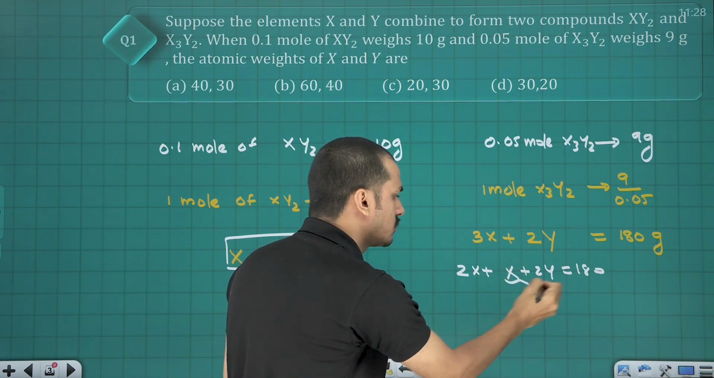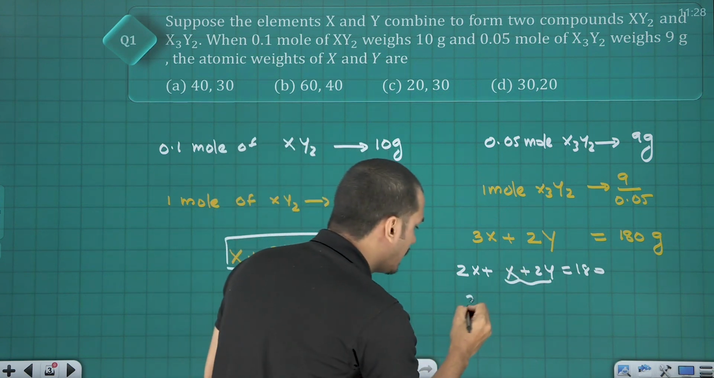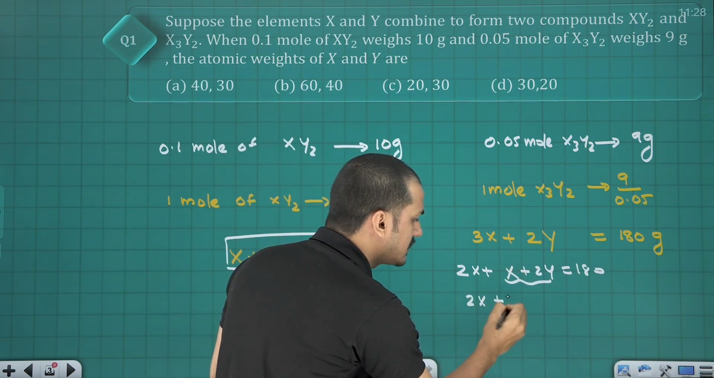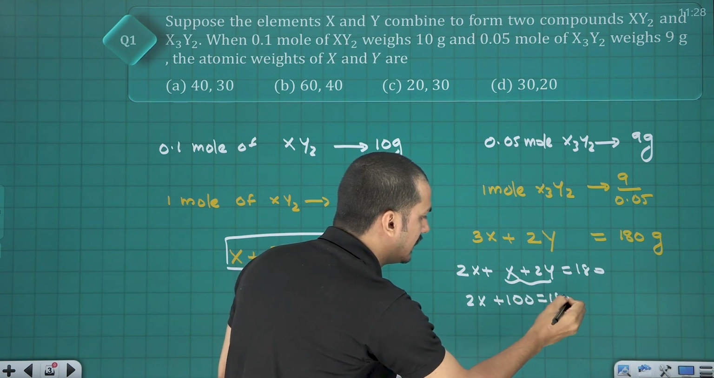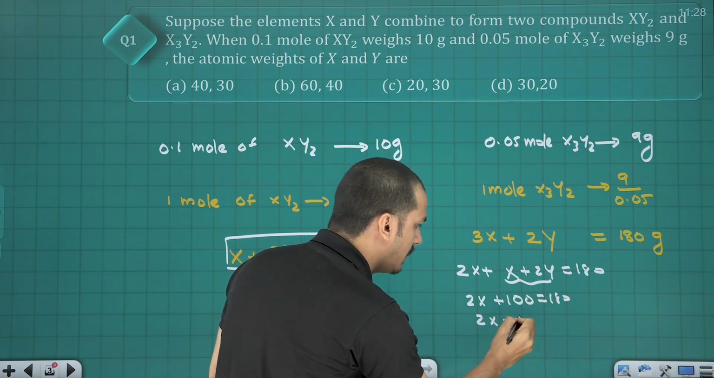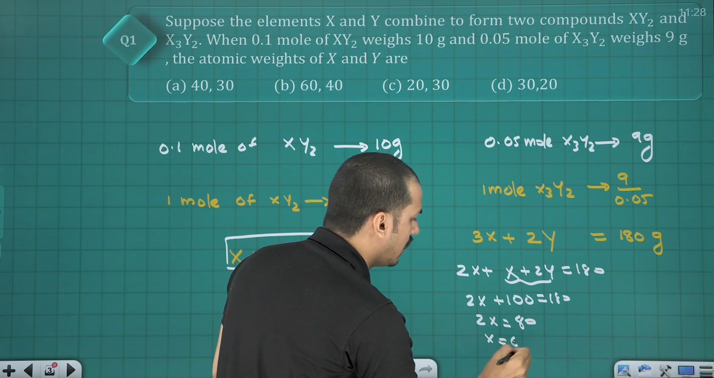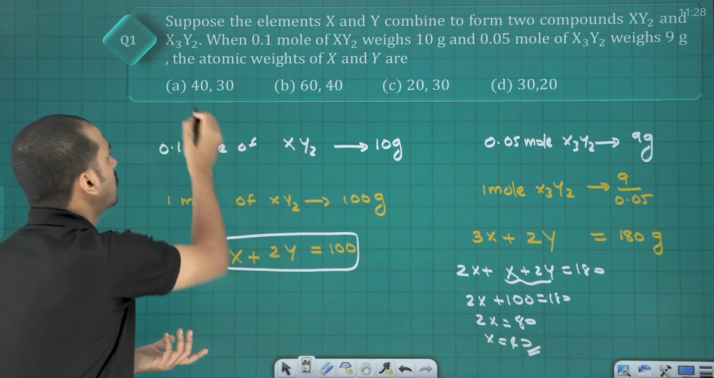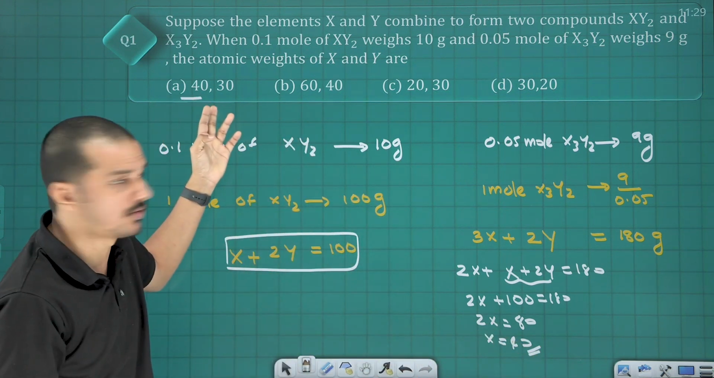So x plus 2y is how much? 100. So 2x plus 100 equal to 180. Therefore 2x equal to 80, so x equal to 40. X equal to 40, only one option is there.